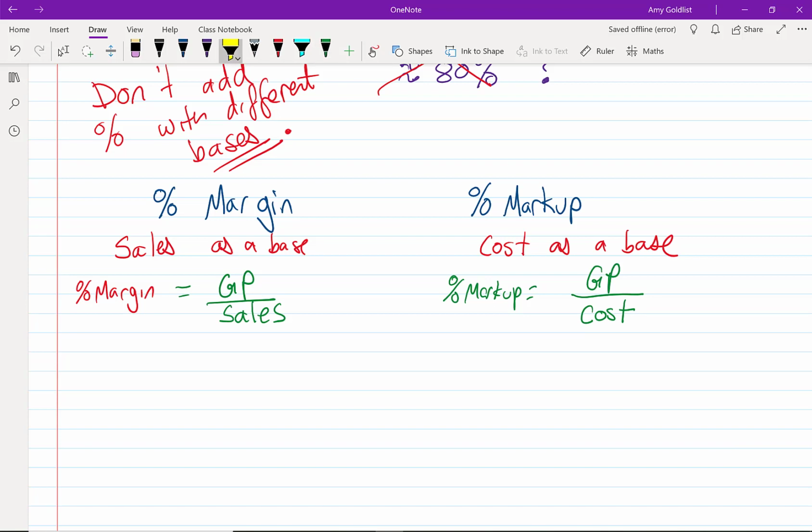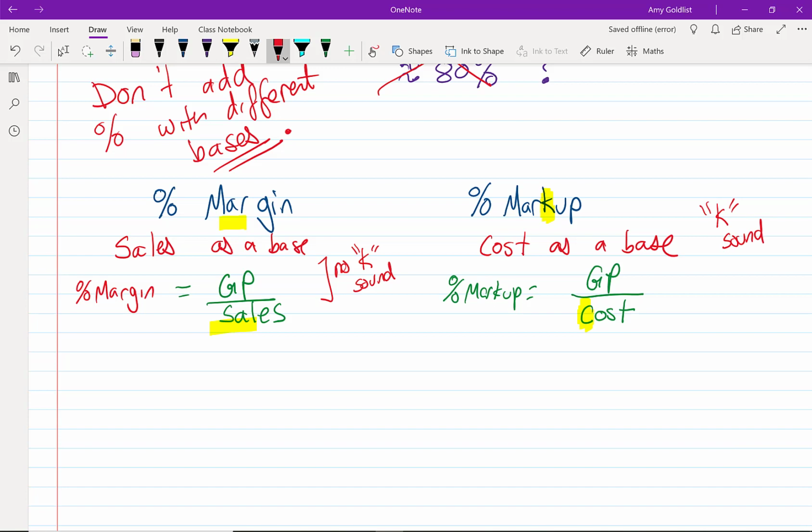Try to figure out a way to remember this. I tend to use markup has a k sound, cost has a k sound. Margin, no k sound, sales, no k sound. That's my mnemonic for remembering why margin goes with sales and markup goes with costs. That may or may not be helpful to you.